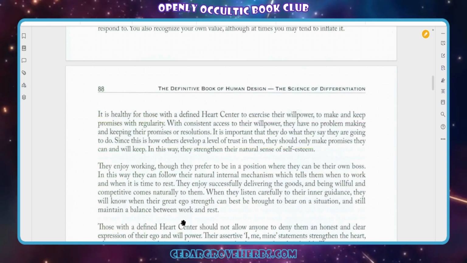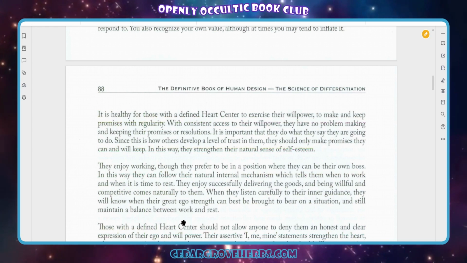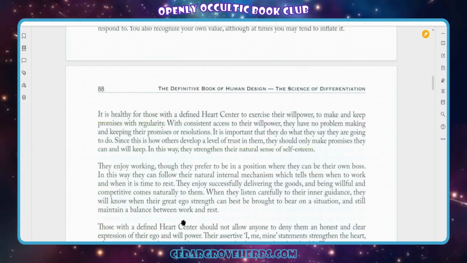Remember, that heart, I think they said it was a motor. The heart center is a motor. So that's a motor. It's going.